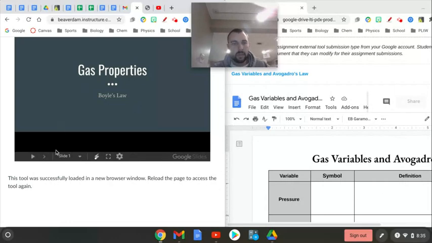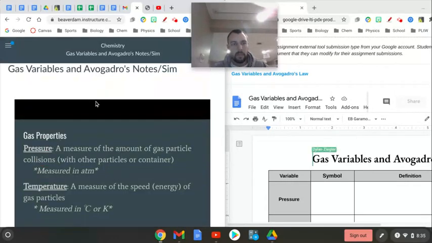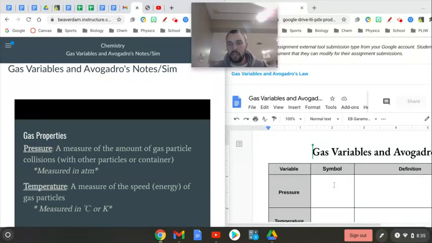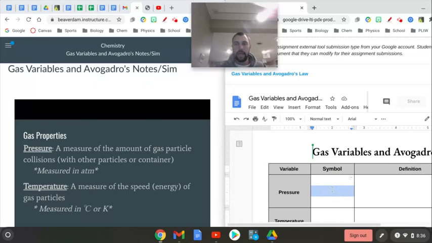All right, so let's get started here. Gas variables and Avogadro's law. First, we're going to start with some gas variables here. So pressure is a measure of the amount of gas particle collisions. And that could be a collision with another particle, or that could be with the container.